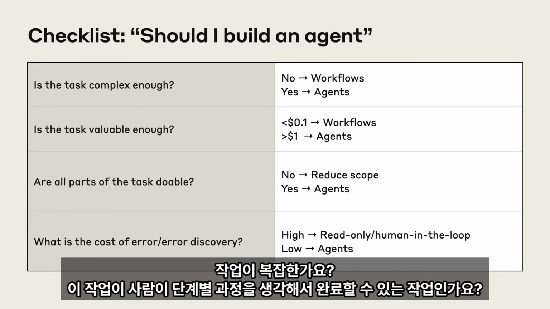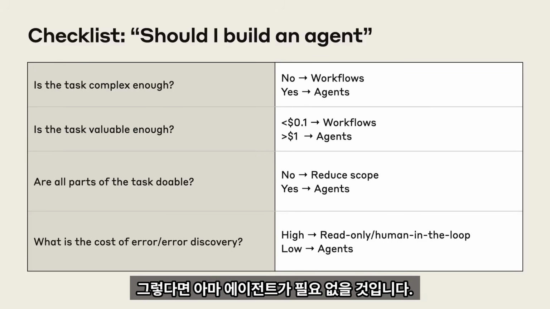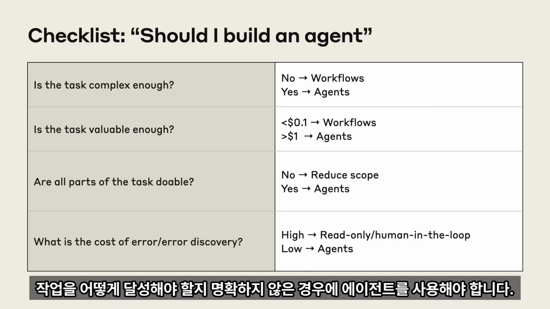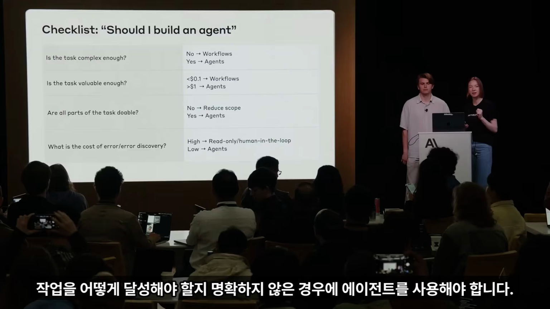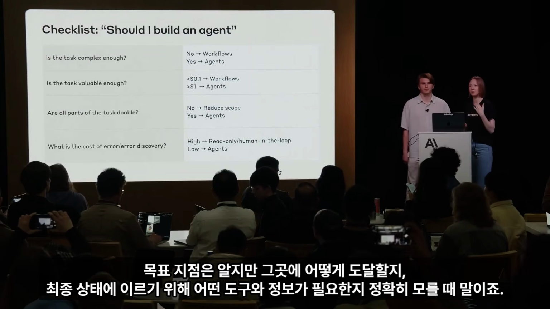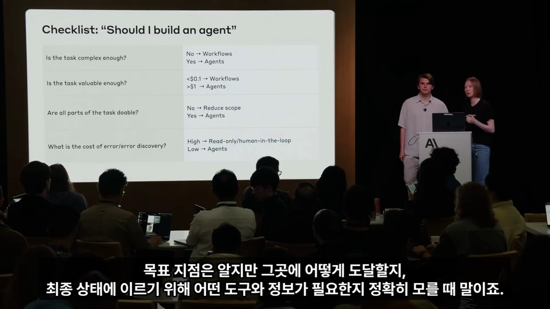So is the task complex? Is this a task that you, a human, can think through a step-by-step process to complete? If so, you probably don't need an agent. You want to use an agent where it's not clear to you how you'll go about accomplishing the task. You might know where you want to go, but you don't know exactly how you're going to get there, what tools and what information you might need to arrive at the end state.